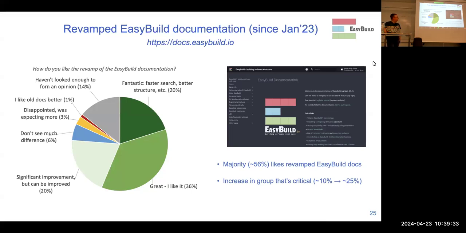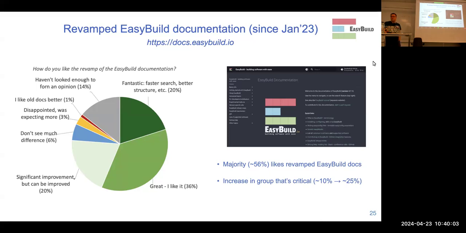And we are polling in the survey how happy people are with that. It looks like the new shiny look of the documentation has faded off a bit. So a bit more people are critical over our current documentation than in the previous survey. That's grown from about 10% to 25% that says, I'm a bit disappointed, or I expected better. That's good feedback.